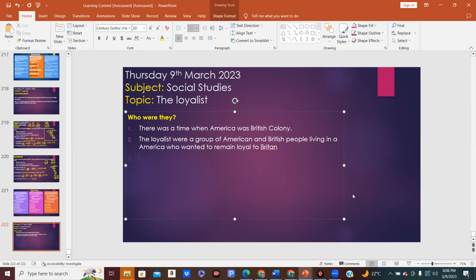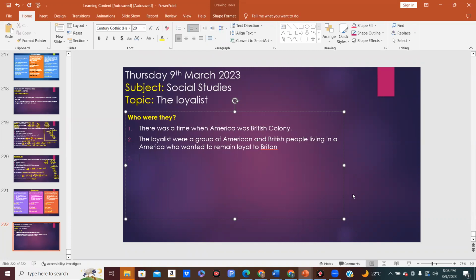So you're going to be loyal to Britain. Now, the thing is that you may say you would be a loyalist, but the loyalists were not treated in a good way, right? They were treated very harshly. That's why they decided to move. And not only that, imagine if everybody decided to be a loyalist, then who's going to fight for independence?